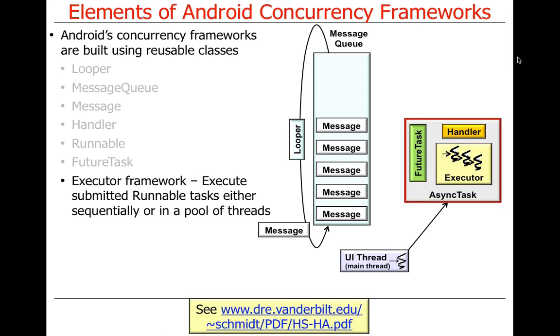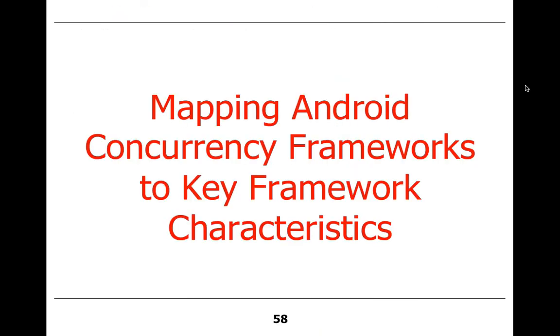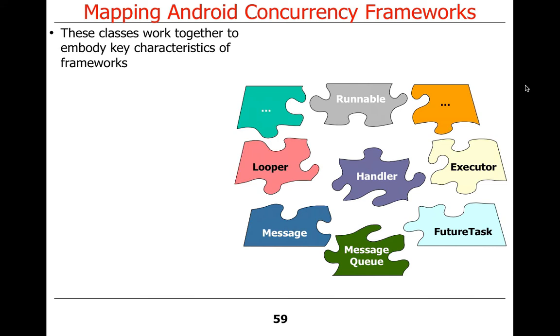This particular abstraction implements something called the half-sync, half-async pattern. Okay, what I'd like to do now is talk about how the Android frameworks for concurrency map onto the more general concepts of frameworks. Those of you who took 251, I think we covered frameworks very briefly. I said about 5 words about them in a couple places, because it wasn't really a frameworks class. This is a frameworks class, so we can talk about them more freely here.